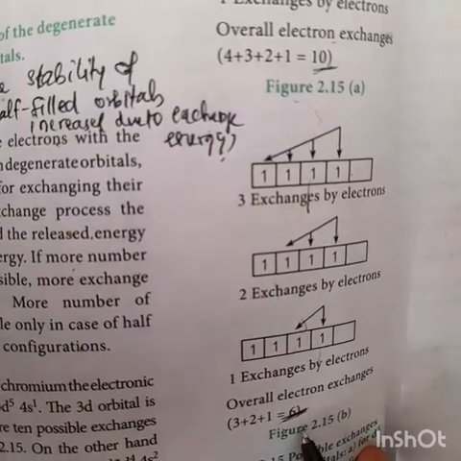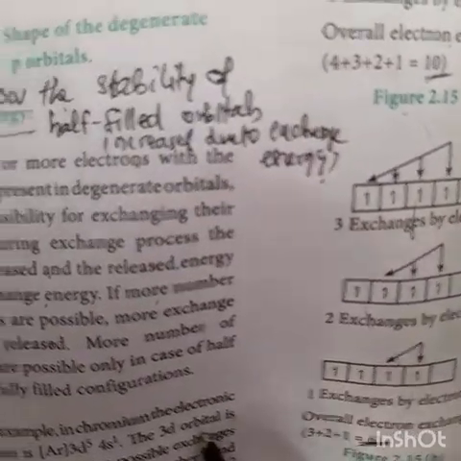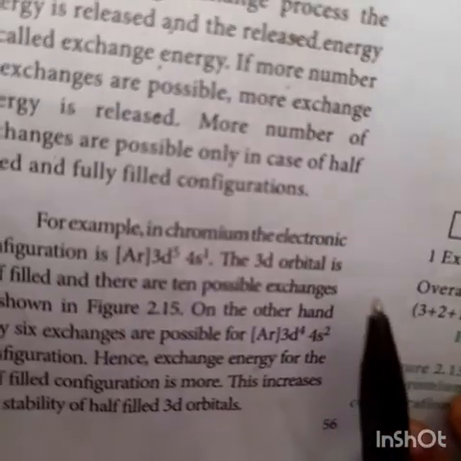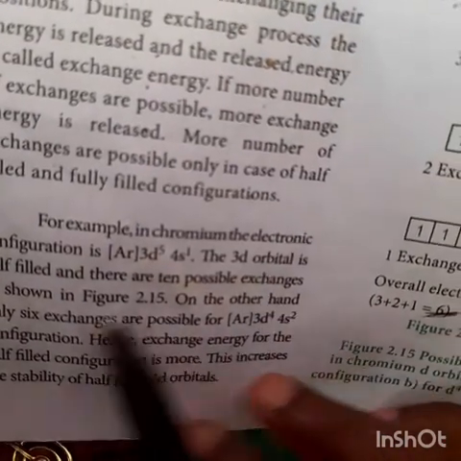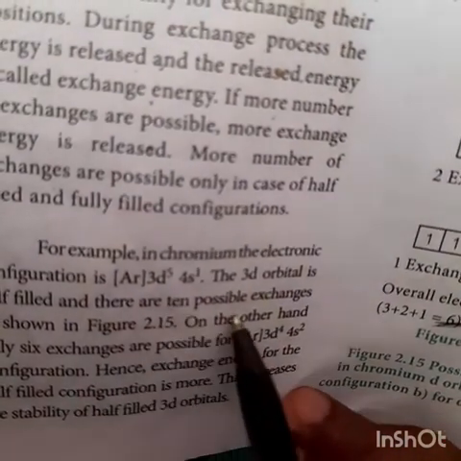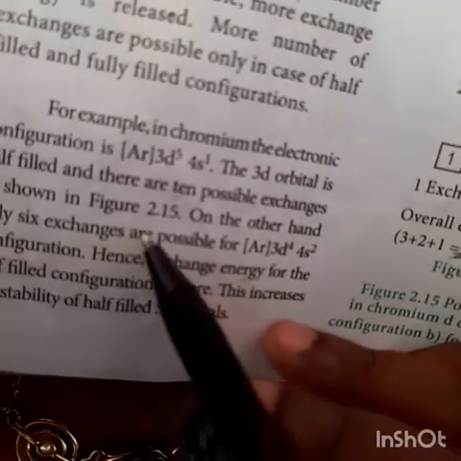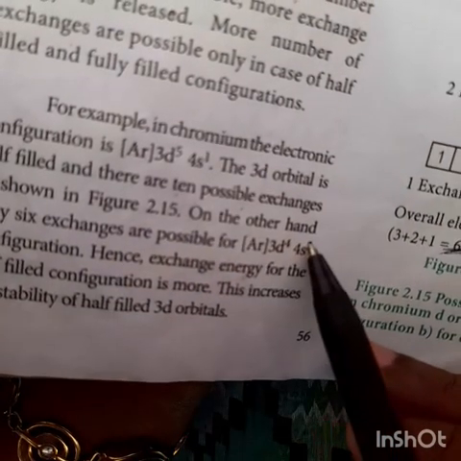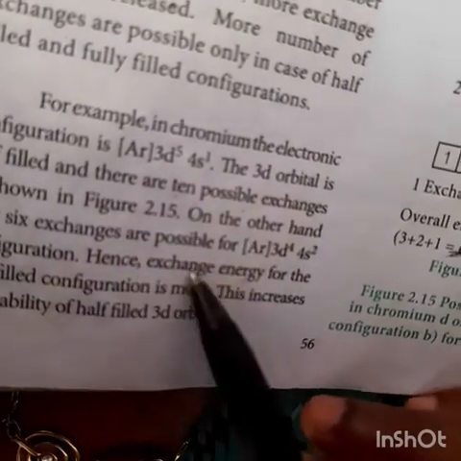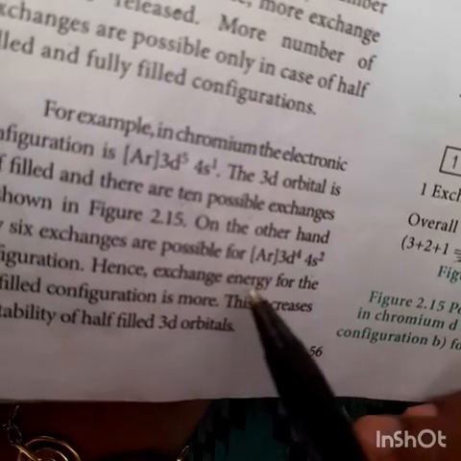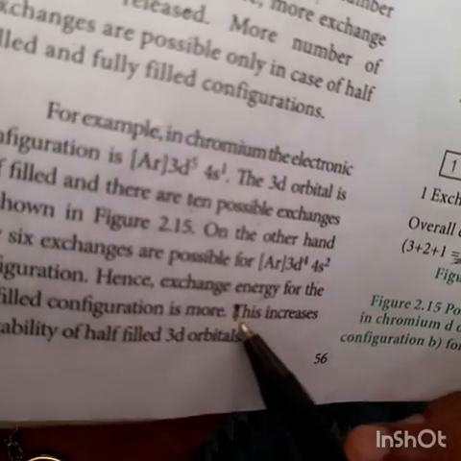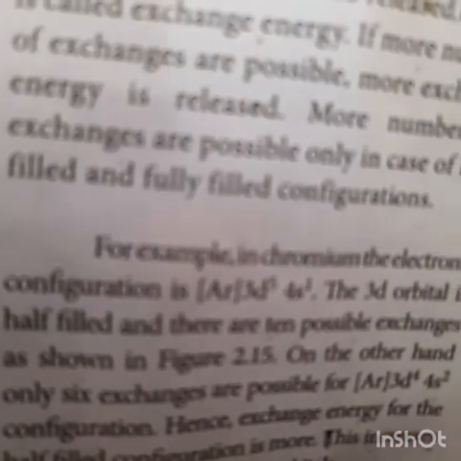Okay, for example, in chromium, the electronic configuration is argon 3d5 4s1. The 3d orbital is half-filled and there are 10 possible exchanges as shown in your figure. On the other hand, only 6 exchanges are possible for the argon 3d4 4s2 configuration. Hence, the exchange energy for the half-filled configuration is more. Okay, this increases the stability of half-filled 3d orbitals.